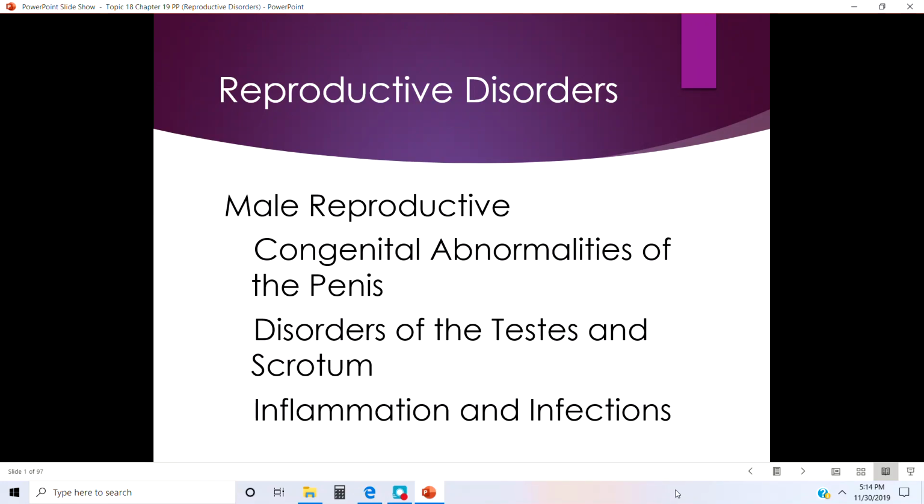In this lesson, we'll begin our discussion of the male reproductive system by taking a look at two congenital abnormalities of the penis. Then we'll take a look at some disorders of the testes and the scrotum, and then we'll finish up by taking a look at two inflammation and infection conditions.